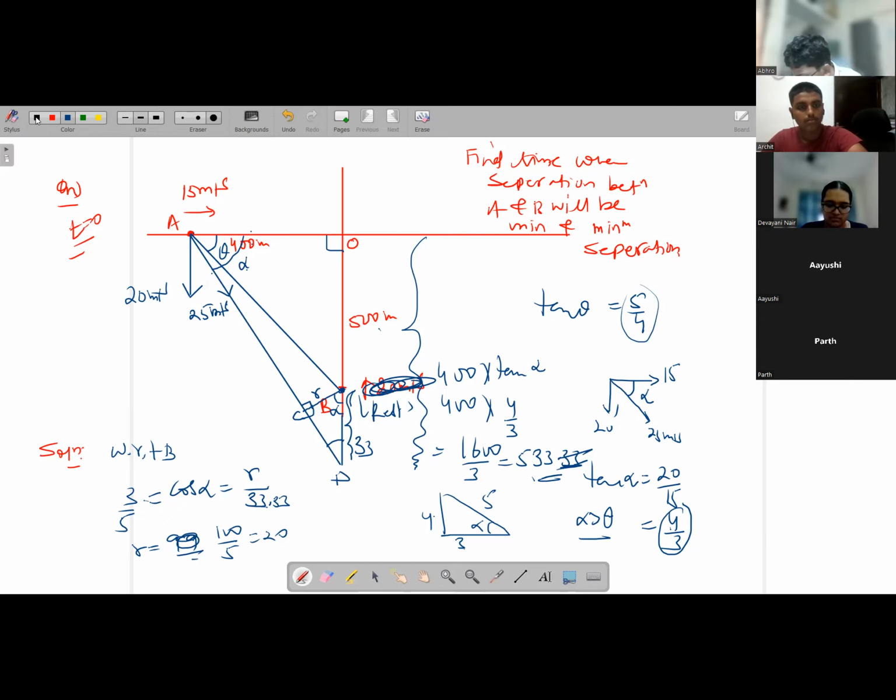Now, I'll find time. So minimum time. Time taken to come from A to C. So this distance AC we need because we have velocity. Achha. How will you find this AC? Isn't it just a resultant of 400 and 500? 500 is this much only till here only.